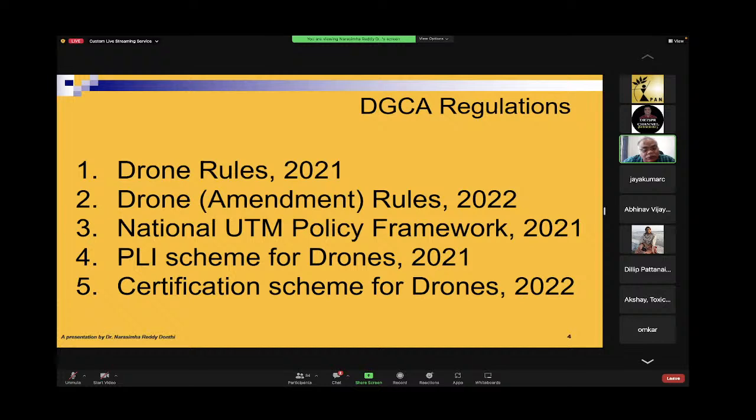You can see that just within 2 years, government wants to build a complete ecosystem around drones.